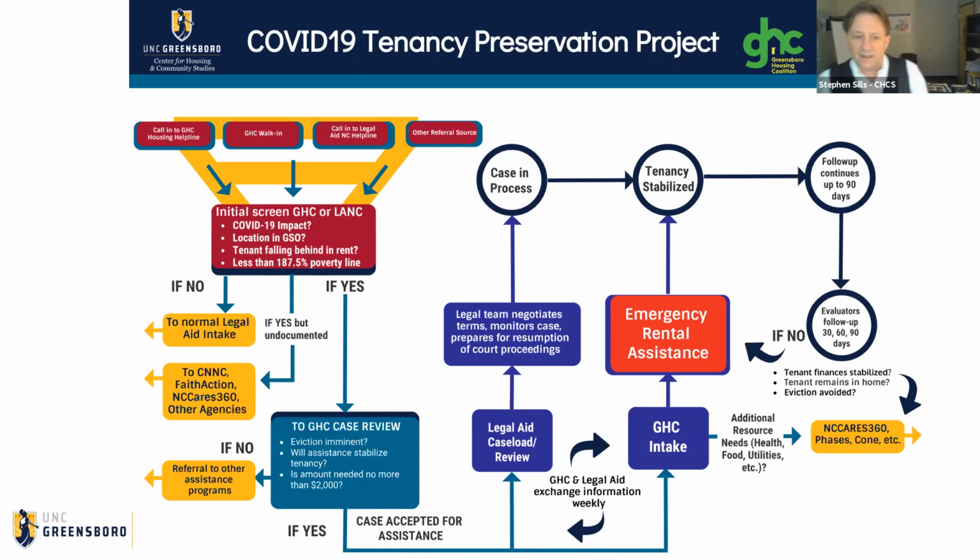This program gets referrals from a variety of resources to Greensboro Housing Coalition. An if-then scenario algorithm is used to determine if they're eligible for eviction resolution. They're then matched with legal aid case workers who review the case to make sure that we negotiate well for terms, for paying back rent, for making sure that the housing is good quality. They receive emergency rental assistance from GHC, who then continues to follow up with them for 30, 60, 90 days.